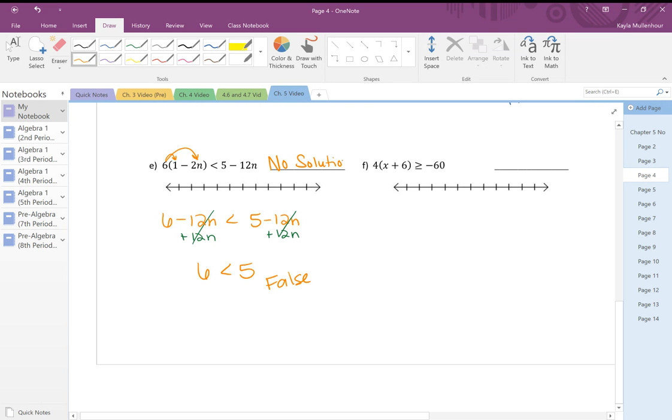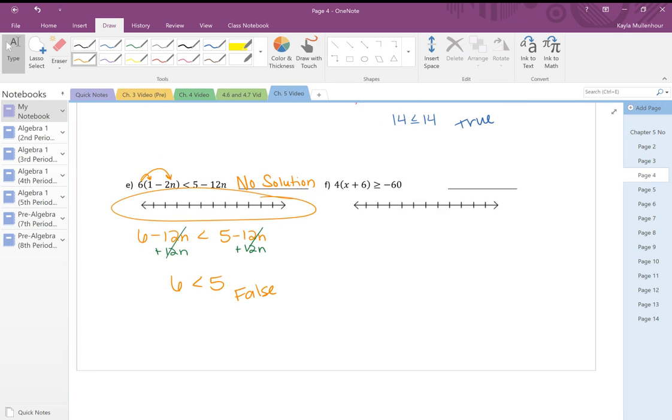There's absolutely nothing that you could plug in for n on either side of the inequality, being the same number, and get a true statement. So then this would actually be your answer on your number line as well. You would have to leave it blank because there's no number on that number line that you could plug in for n and make it work. And I'm going to have you do F on your own as well.